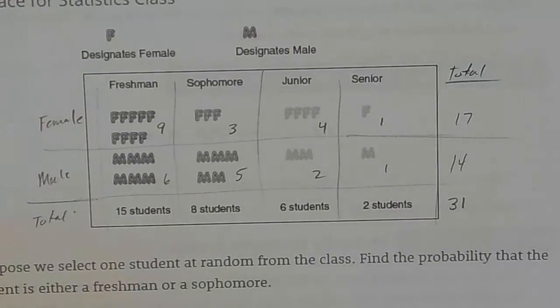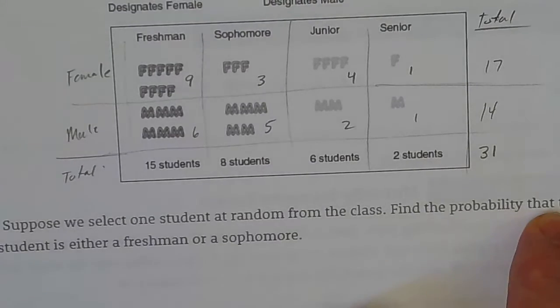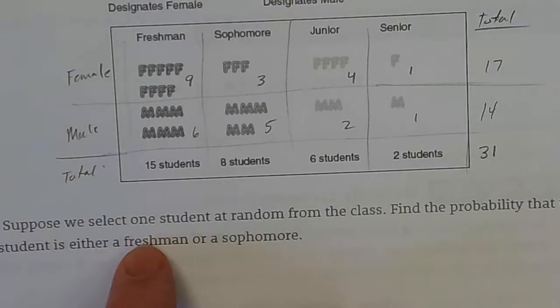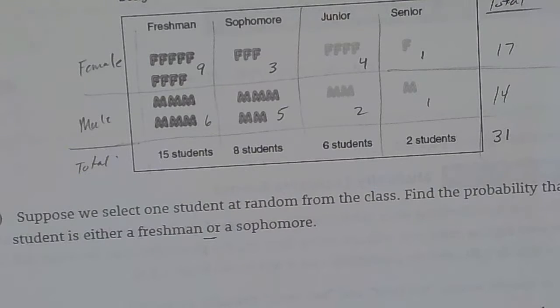All right, so here we go. Let's take a look at part A. Suppose we select one student at random from this class. Find the probability that the student is either a freshman or a sophomore. Now, when we see the word and, that was like drawing a queen and then a king, right? And then we had to multiply those events. That was last Thursday and Friday.